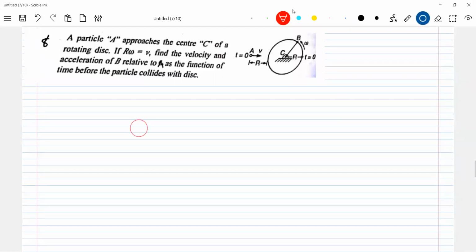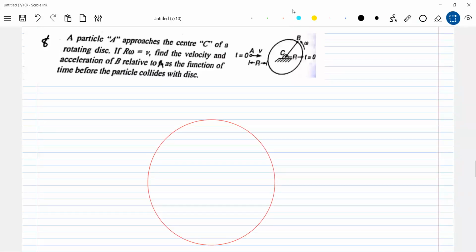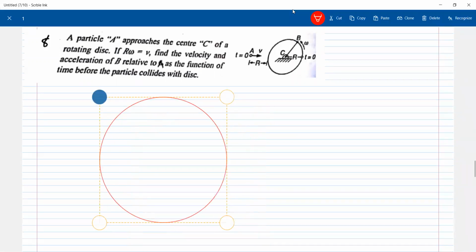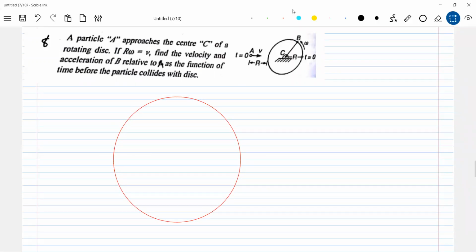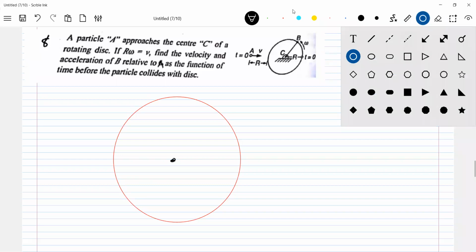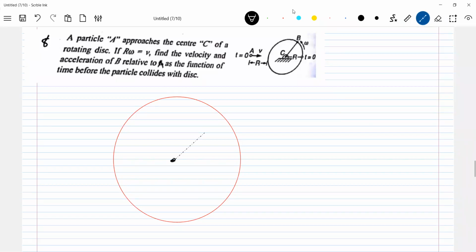I'll give a better diagram. Now what happened? This relative angular velocity concept, we are extending it to what? One particle will be moving in a circular path. The other particle, let it move linearly somewhere in space. Then we are going to discuss the situation.